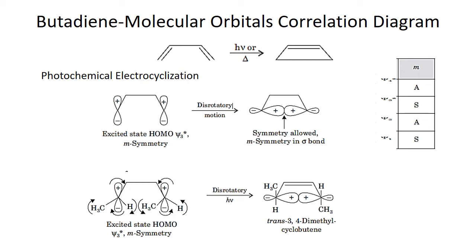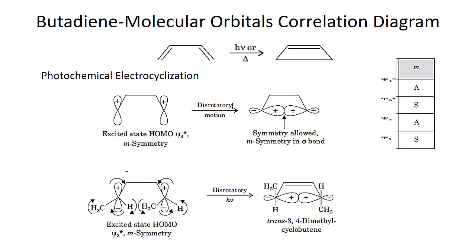In photo-induced cyclization, the first excited highest occupied molecular orbital of 1,3-butadiene is psi3, because now one electron is excited from psi2 to psi3. So now the HOMO is changed. So for the formation of the new sigma bond, rotation must be disrotatory. This was something we had already speculated.